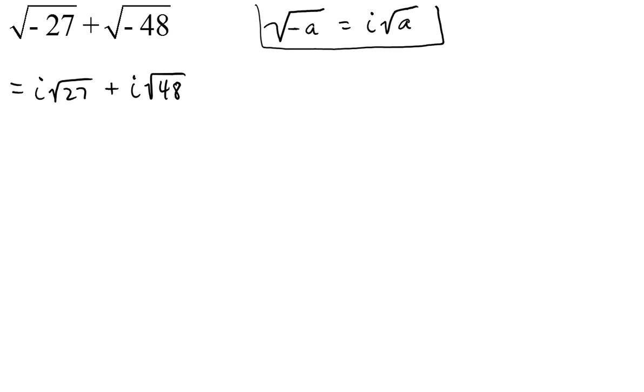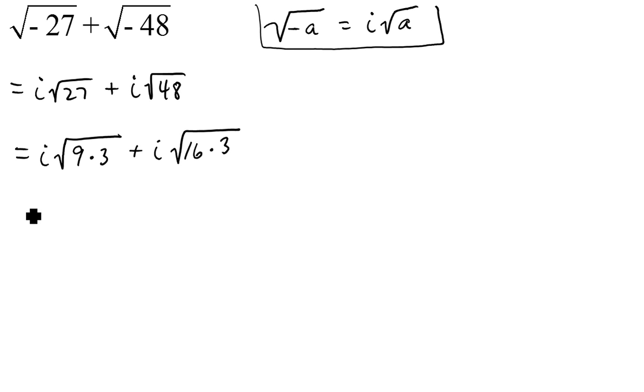Neither 27 nor 48 is a perfect square, so neither of those is going to work out exactly, but we might be able to simplify them. So if we look for perfect square factors of 27, we find that 9 goes into 27. 27 is 9 times 3, and 9 is a perfect square. And for 48, we have that 16 goes into 48, and 16 is a perfect square. 48 is 16 times 3.